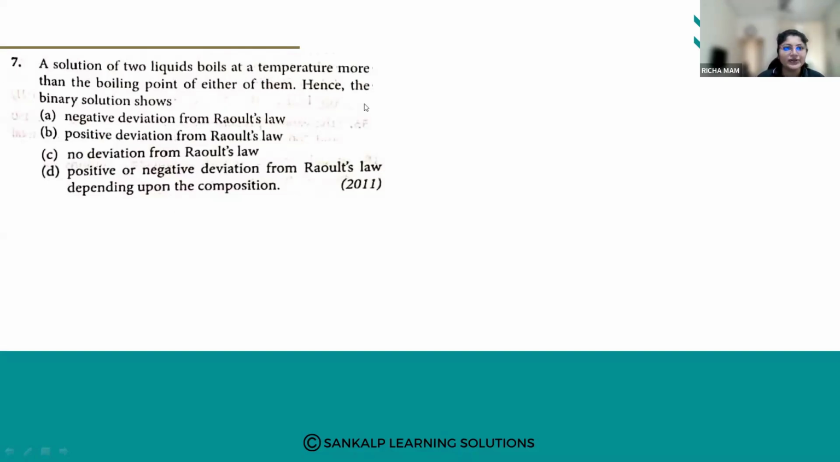So a solution of two liquids when they are boiling at a temperature more than the boiling point of either of them. Okay, then what is the binary solution showing? Negative, positive, no deviation, or positive or negative depending upon the composition.